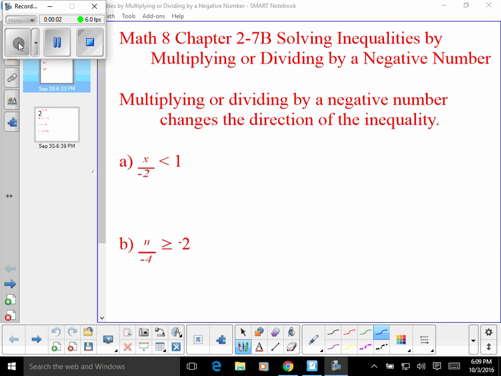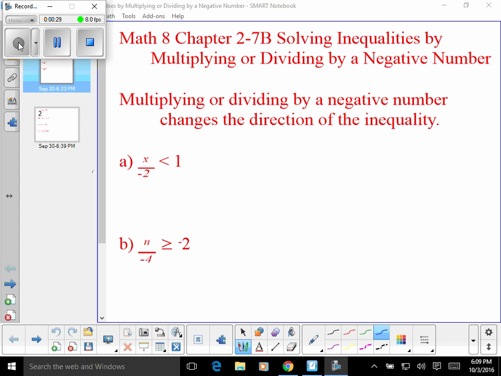Welcome back, class. Today's lesson is Chapter 2.7b, Solving Inequalities by Multiplying or Dividing by a Negative Number. This is actually an extension of 2.7a. In that lesson, you multiplied or divided by a positive number. Notice that there is a big difference here. When you multiply or divide by a negative number, it changes the direction of the inequality.